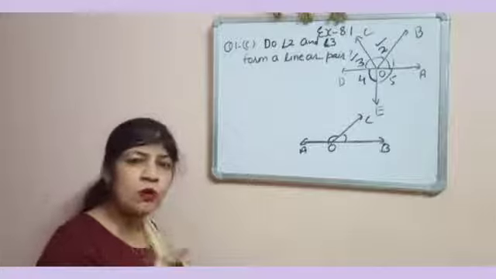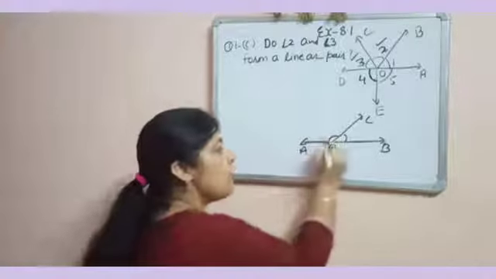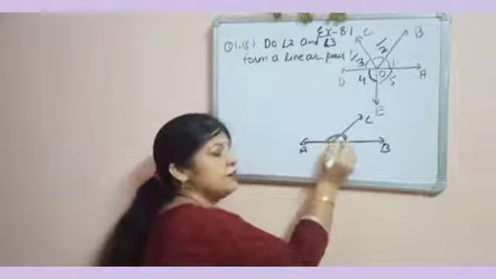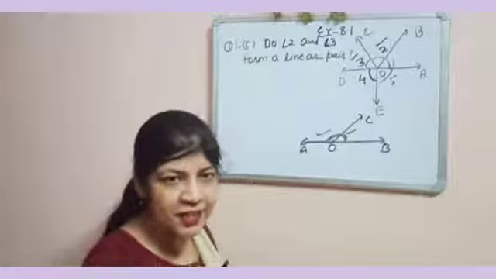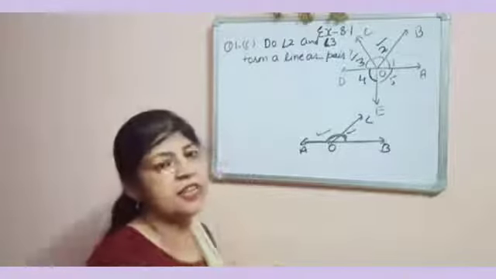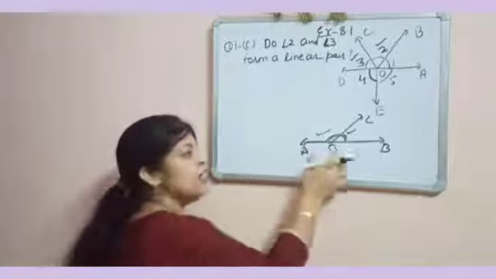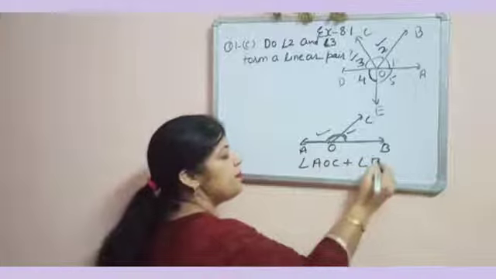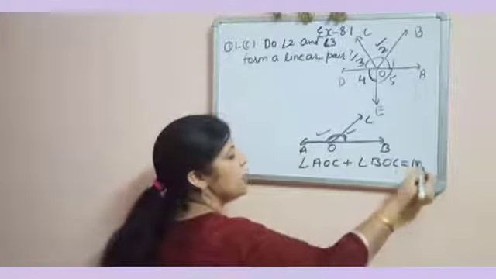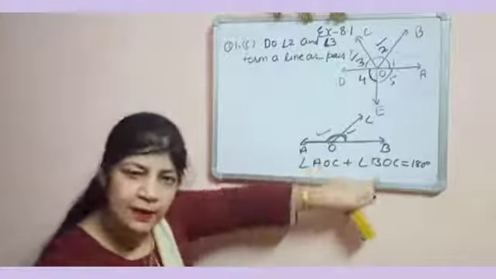When the non-common arms of the two adjacent angles form a straight line, their sum will be 180 degrees. Then these adjacent angles are called a linear pair. Means the sum of angle AOC plus angle BOC is 180 degrees. So they are a linear pair.